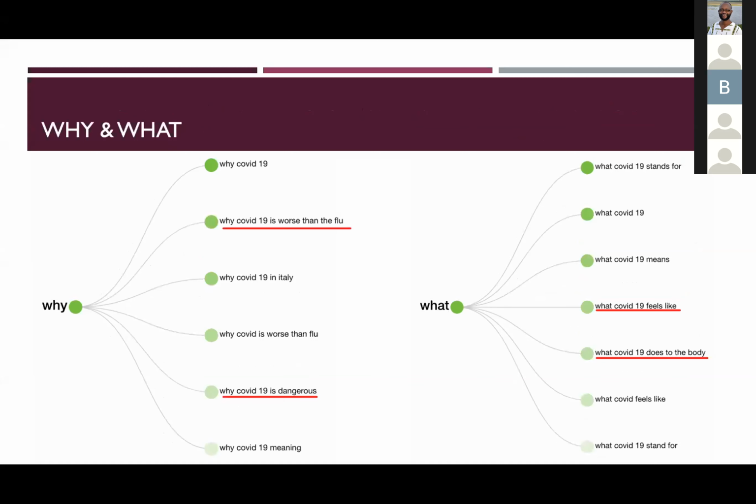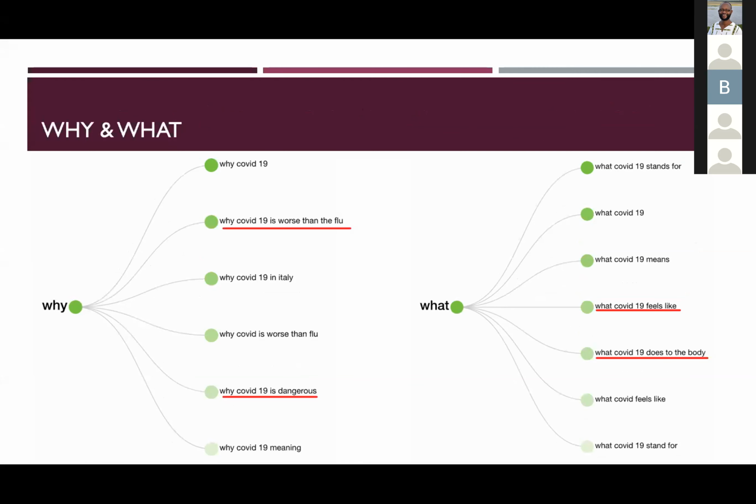Let me give you even another example. If we look at why, asking why COVID-19 is worse than the flu, which is a genuine question, because we've always gotten flu, and someone might be wondering, okay, what is the big deal about this COVID-19? What makes it worse than the flu?